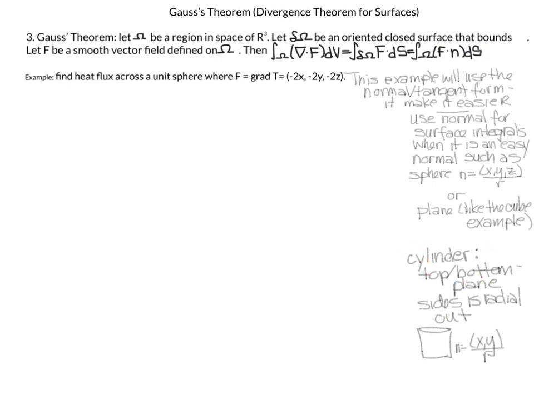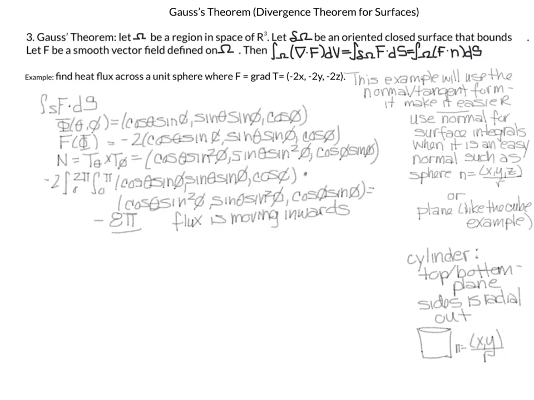The top and the bottom, since the top and bottom lie in a plane, that's an easy normal to compute. The top, the normal is pointing up in the z direction. The bottom, the normal is pointing down in the z direction. The sides, the part that it rolls around, is radially out, much like the sphere, but now we're in 2 dimensions, so it's x, y divided by r if you want to normalize.